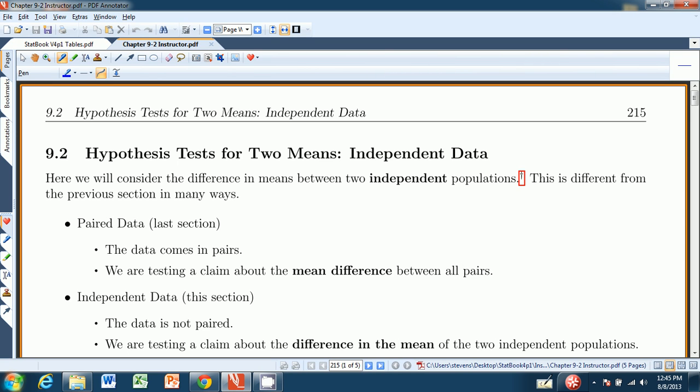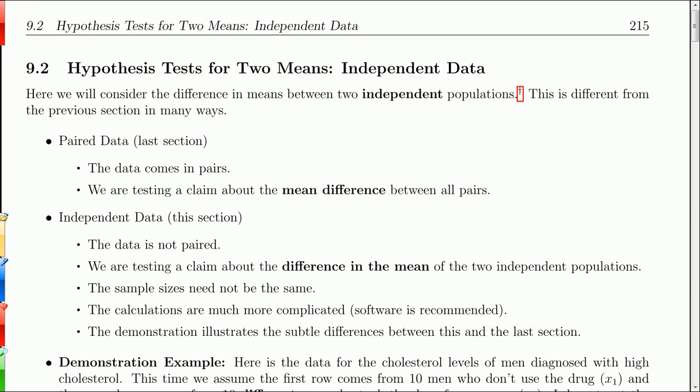Hello and welcome to Chapter 9.2 in Stevens' Introduction to Statistics, the Think and Do book. In this test we're going to do a hypothesis test for two means from independent data, which sounds very much like the last section but is actually quite different. So I'm going to put us into full screen mode here.